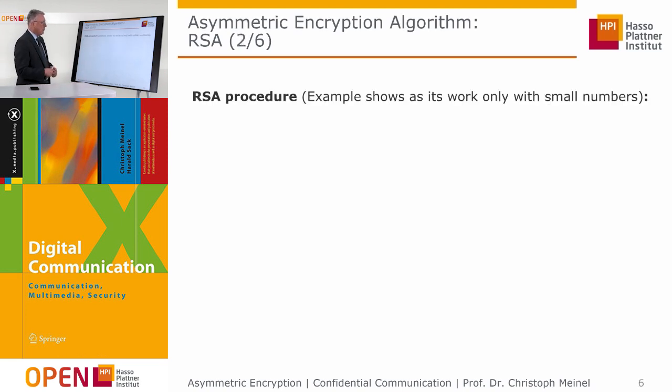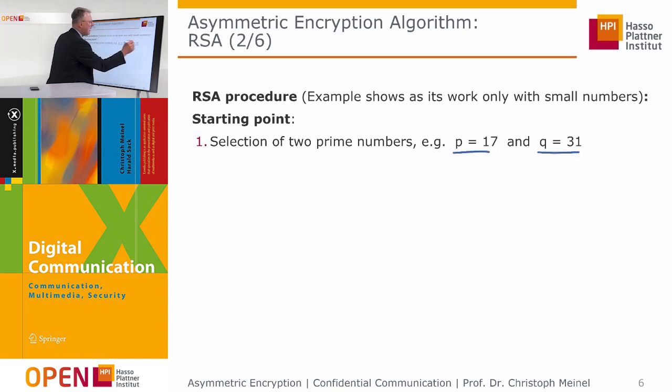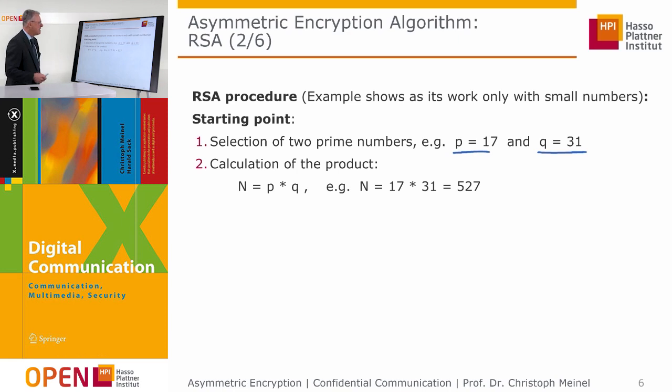So the RSA procedure, and we show how it works by means of small numbers. In practice, of course, these are huge numbers which are used here. The starting point is that one has to select two prime numbers. We take some small ones, we take 17 and 31, and then calculate the product, the n.